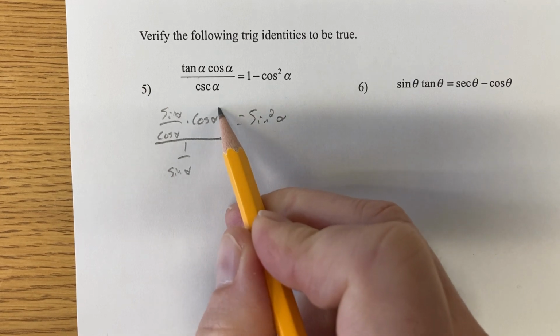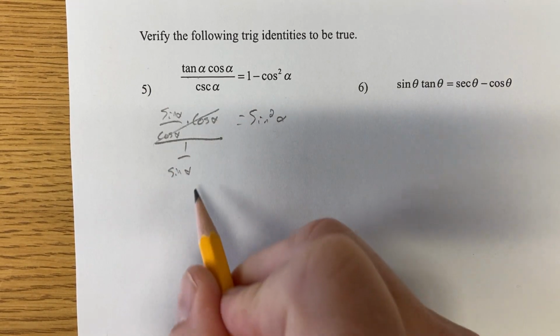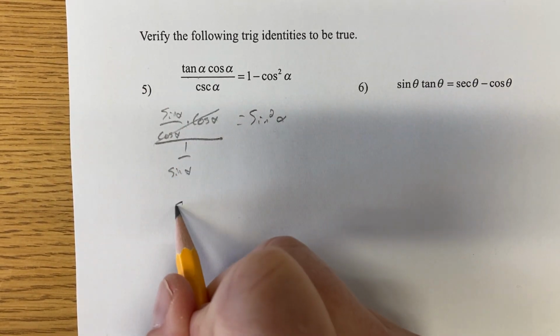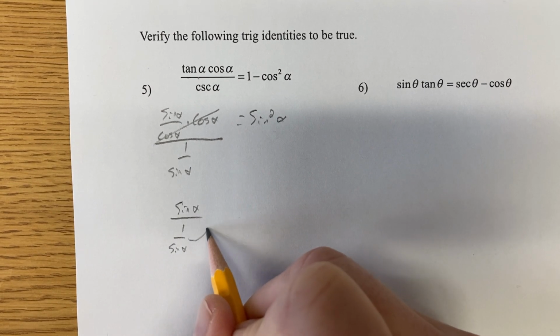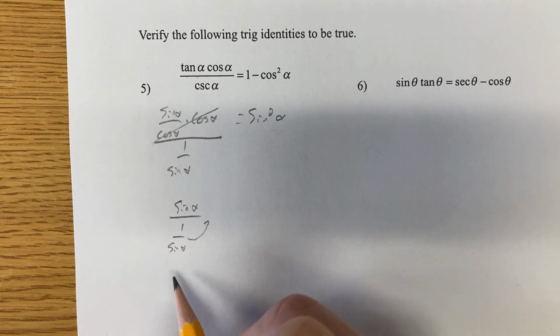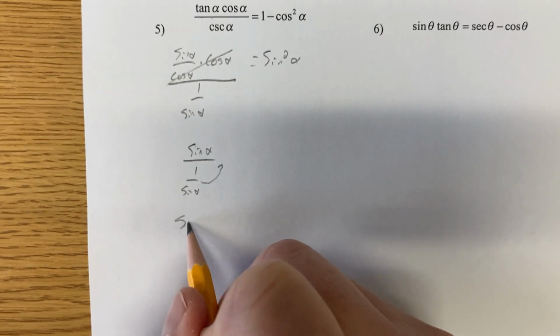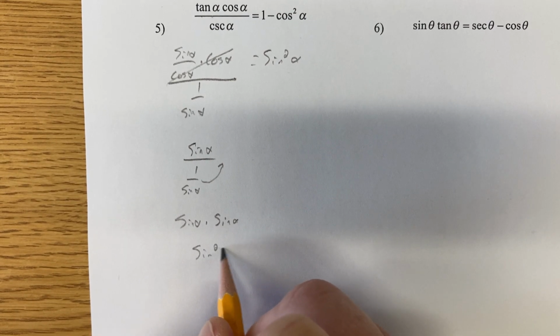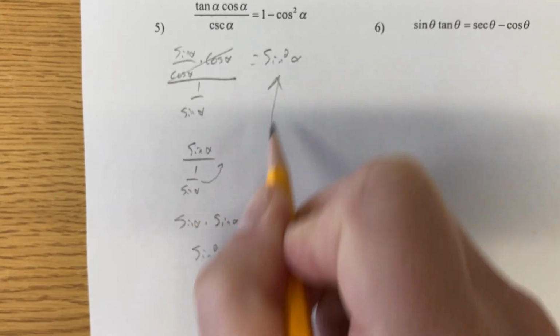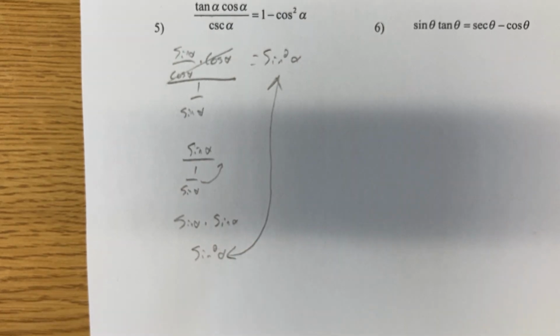Okay. So right away I see that these cosines will cancel. That's great. So now I'm going to have sine over 1 over sine. And when this comes up, it's going to flip. And so you're going to get sine times sine over 1, which is sine squared. And that's what we want right there. As soon as we have that agreement, then we can finish that.